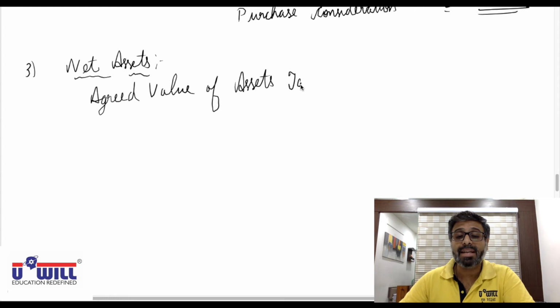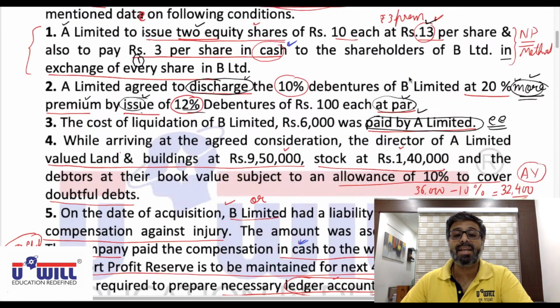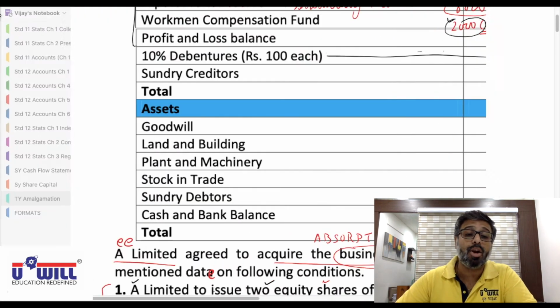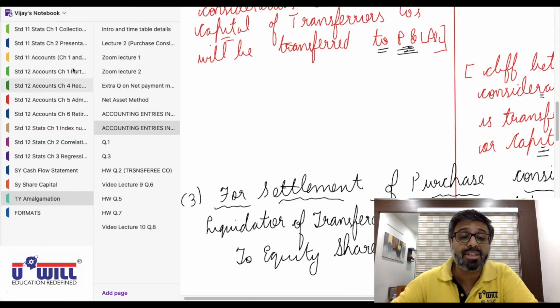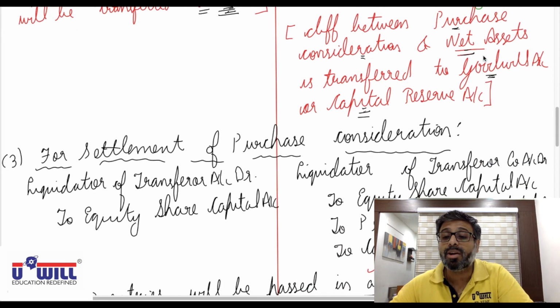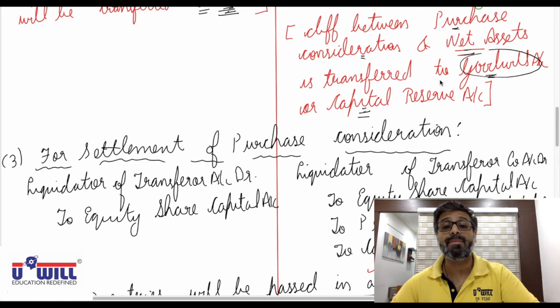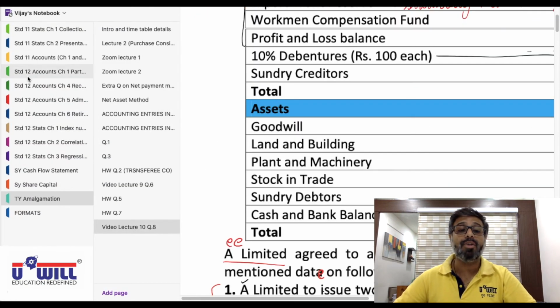Before we pass the second journal entry, this working will be required. Agreed value of assets taken over. See the balance sheet. What are the agreed values? Goodwill 1 lakh, don't take. Why we don't take? Understand the logic behind this. Why we don't take the goodwill? Because in this entry, the difference you are going to transfer to goodwill. So goodwill cannot come two times. Whatever balancing figure comes, that will become the agreed value of goodwill.